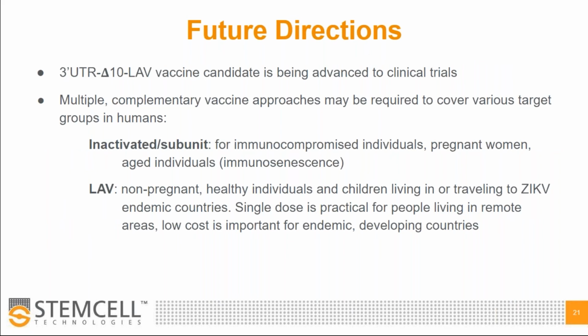The delta-10 vaccine candidate is now being advanced to clinical trials, and it will have to be seen in the future whether we maybe need multiple complementary vaccine approaches to cover our various target groups, where the inactivated or subunit vaccines might be more suitable for immunocompromised individuals and pregnant women and aged individuals, and the live-attenuated vaccines will still be very valuable for non-pregnant healthy individuals and children living in or traveling to Zika virus endemic countries, because this type of vaccine is very cost efficient, and also the single dose administration will be very practical.